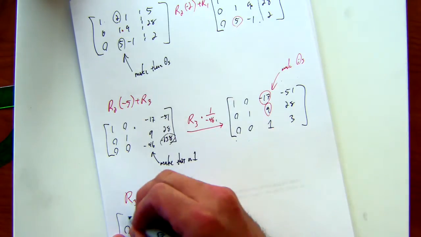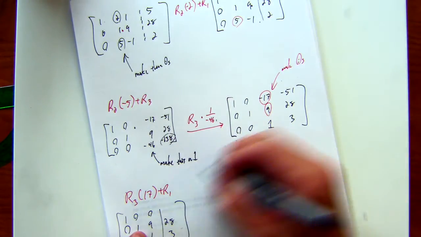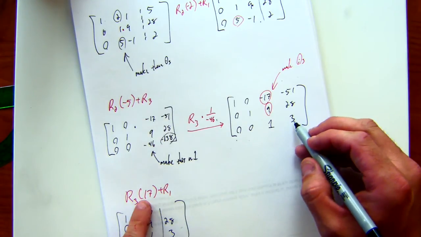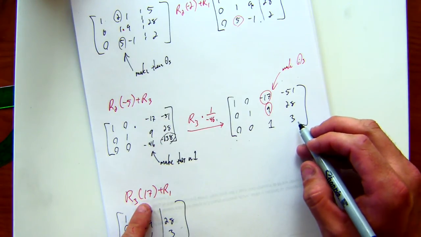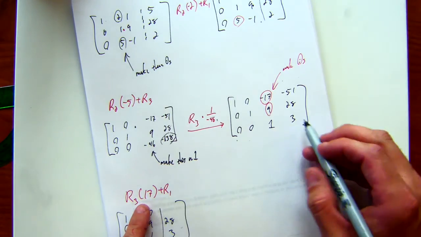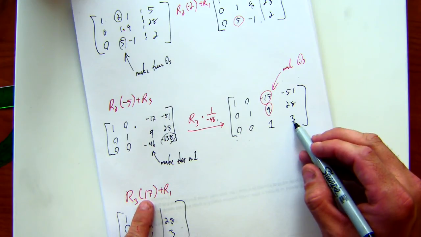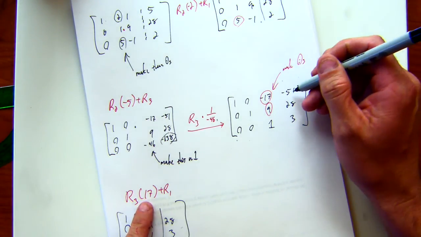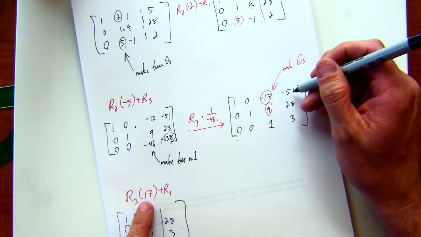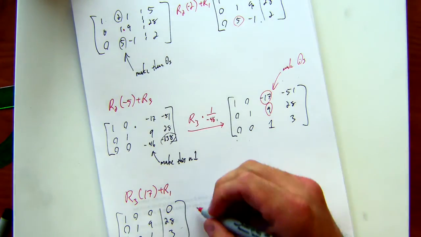So 1, 0, 17, it goes away. Multiplying 3 times 17 is what? 54? Negative 51. Well, row 3 times 17, so 3 times 17 is 54. Negative 51. And then minus a 51. So that's 0. Okay?